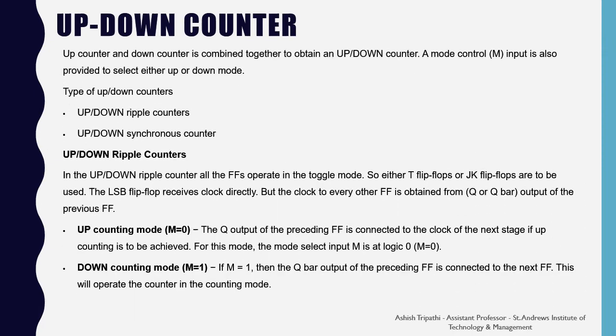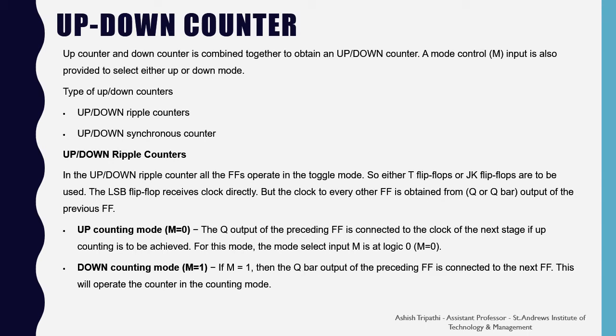Up down counter. An up counter and a down counter are combined together to obtain an up down counter. A mode control M input is also provided to select either the up or the down mode. There are two types of up down counter: up down ripple counter and up down synchronous counter. In the up down ripple counter, all the flip-flops operate in the toggle mode. So either T flip-flop or JK flip-flop will be used.